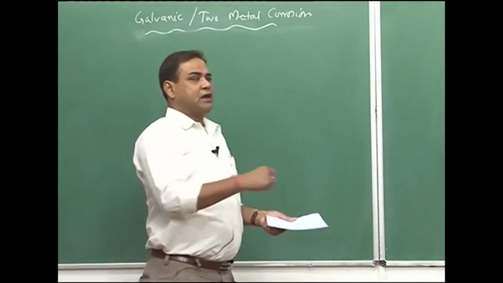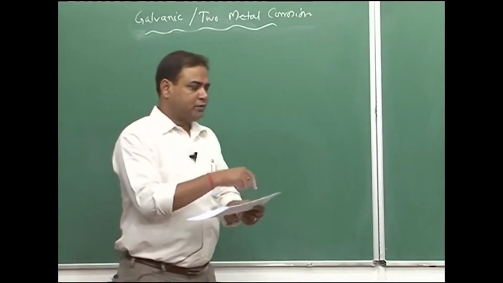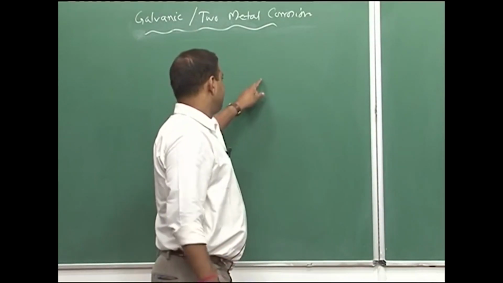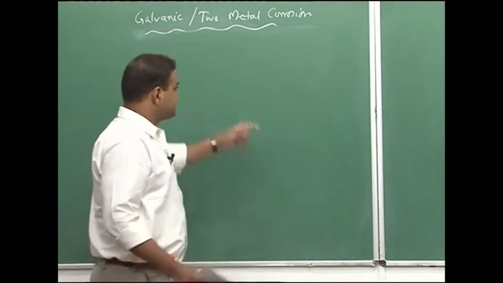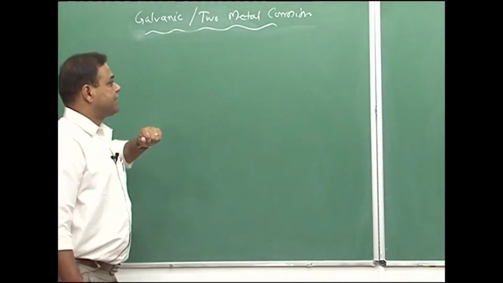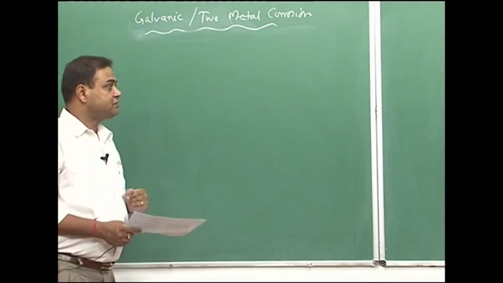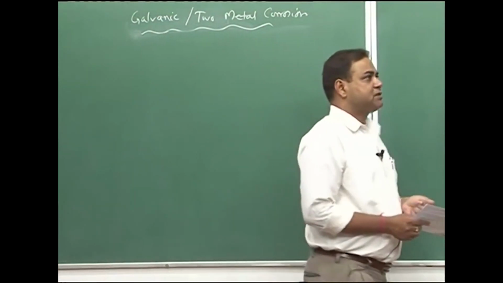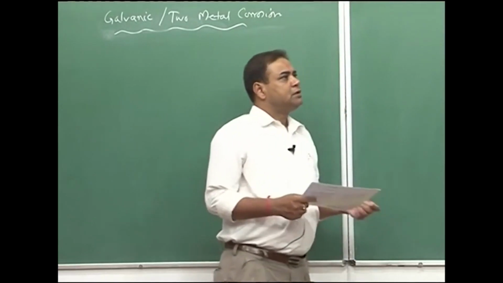So, we can have uniform corrosion if we combine all those bracketed metals and alloys in the galvanic series. These are the characteristics of the galvanic series. Now, let us get into some practical examples of galvanic corrosion.